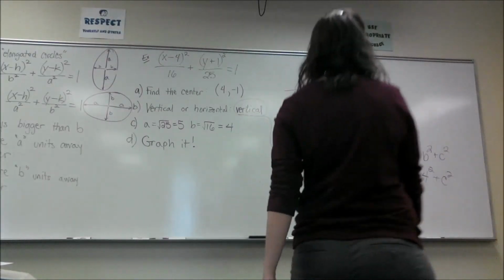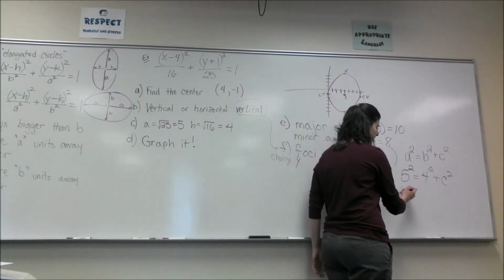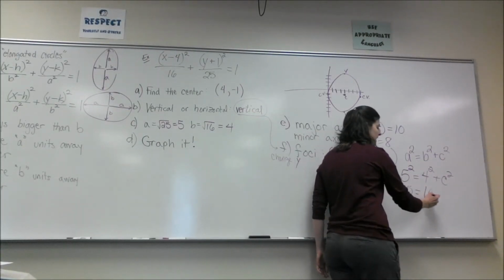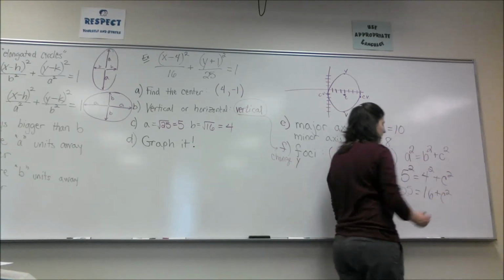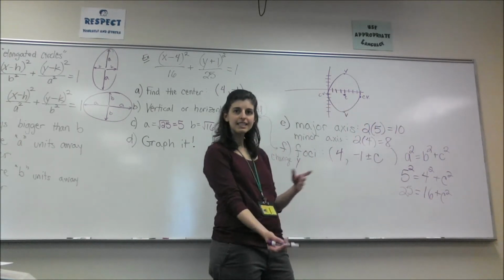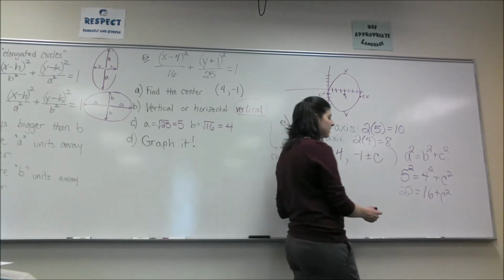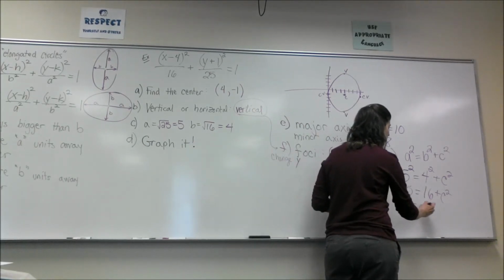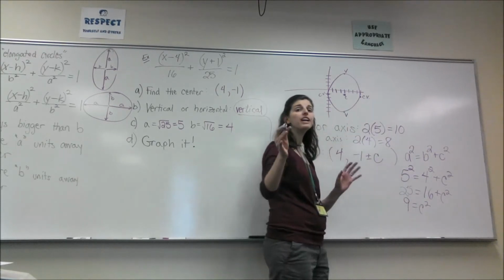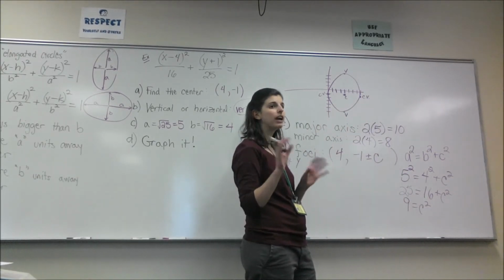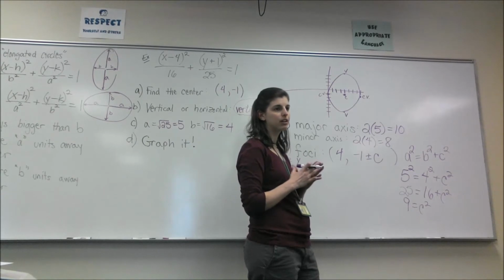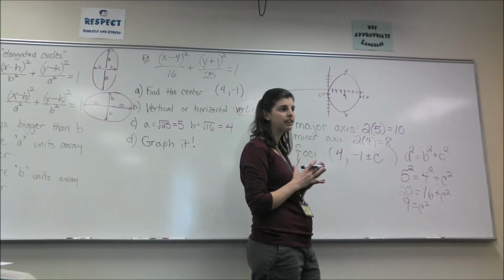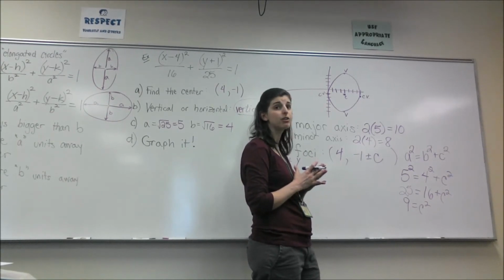So 25 equals 16 plus C squared. If I subtract 16 from both sides, I get 9. So 9 equals C squared. Square root it. Now let me tell you this. C rarely turns out to be a whole number. So just get used to the fact that this could be a nasty square root, and that's okay.